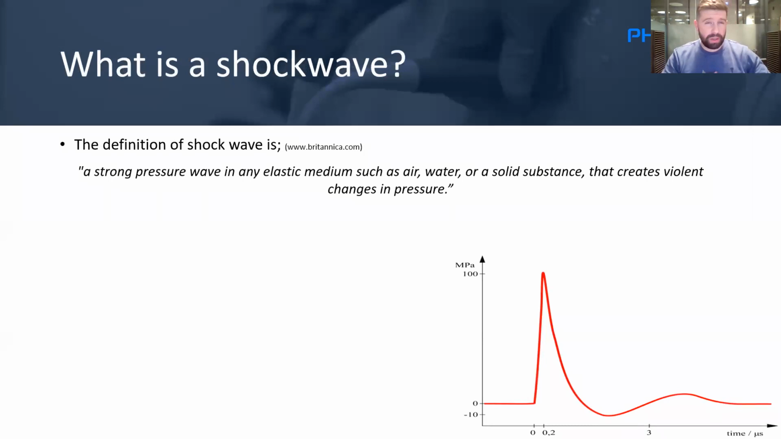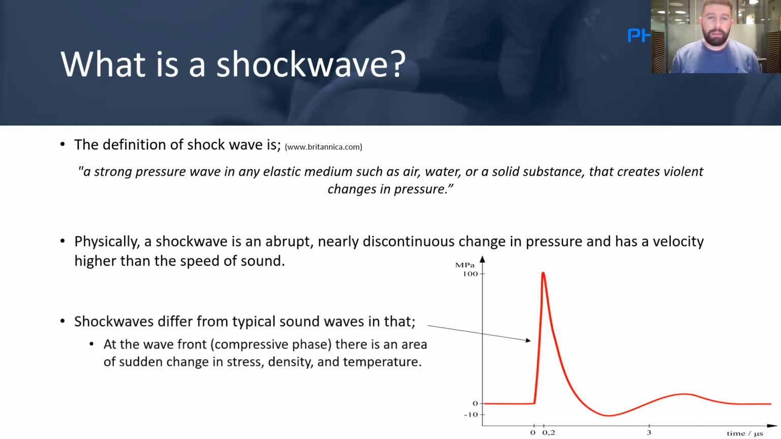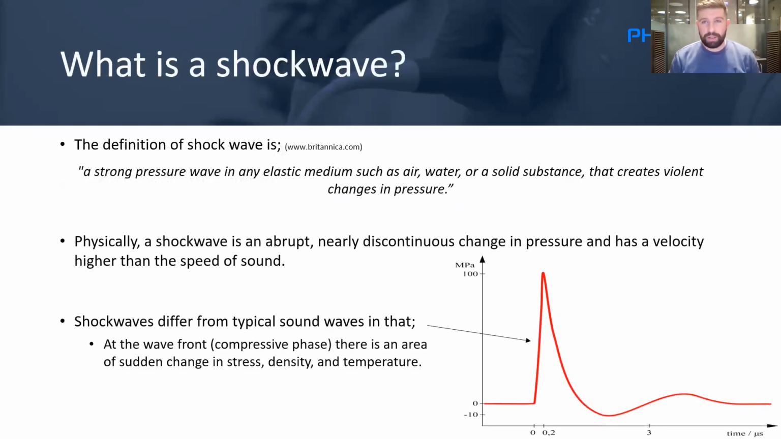So just so we're familiar with what a shockwave is, it's a strong pressure wave in any elastic medium, such as air, water, or solid substance, that creates violent changes in pressure. It's an abrupt, nearly discontinuous change, and it's very different from typical sound waves. There's a compressive wave at the front, which creates a sudden change in stress, density and temperature. For those who want to actually see a shock wave, I highly recommend having a look at the satellite pictures of the Tonga volcano.